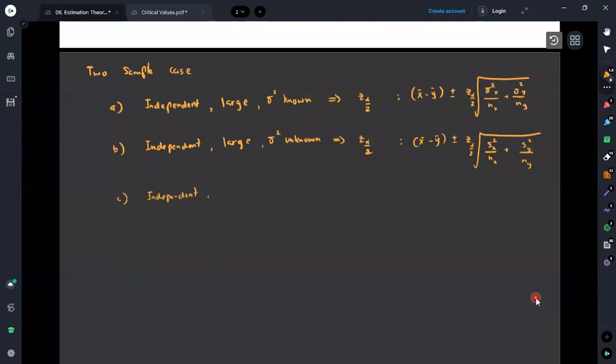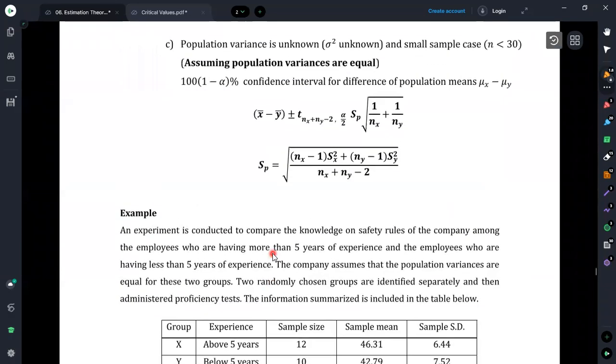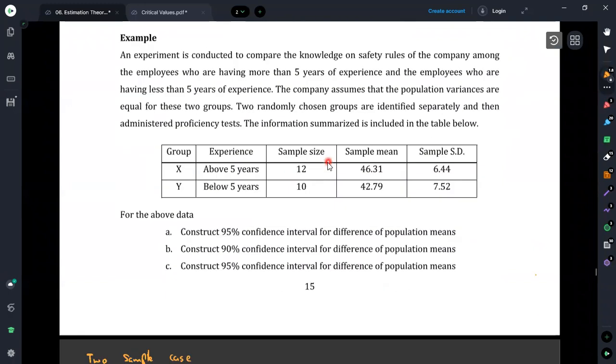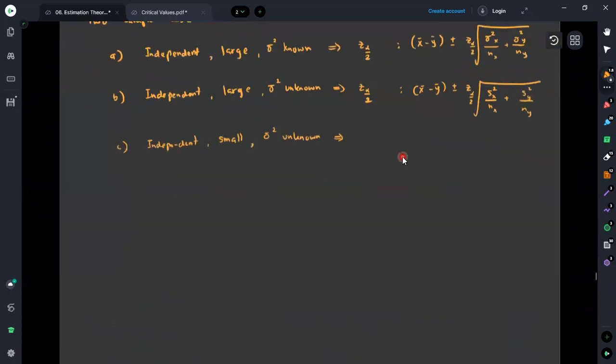Now we are considering small samples. Since it's small samples, generally we do not know sigma squared. Then in this scenario, we are using the t distribution, the student t distribution, and we can take the equation as x bar minus y bar.